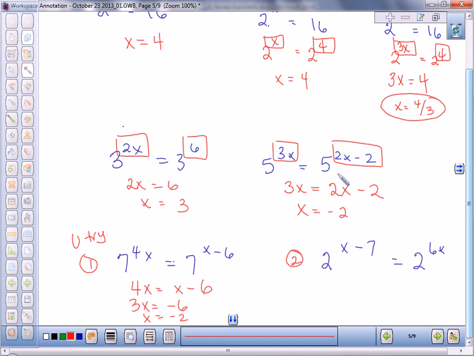Okay, so did you get -2 for number 1? Yeah. Good. Alright, so let's take a look at number 2. Because we already have equivalent bases, we can just set the exponents equal to one another. X minus 7 is equal to 6x. So we subtract x from both sides, and we get -7 equals 5x. We divide by 5, and -7/5 is the answer for x.